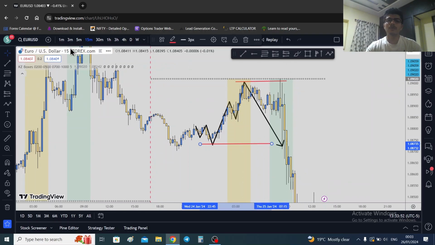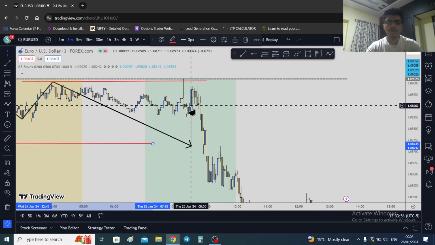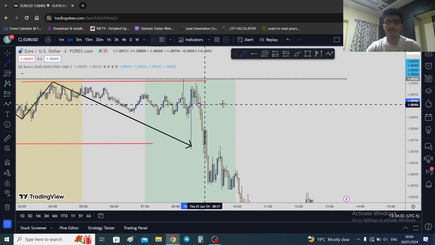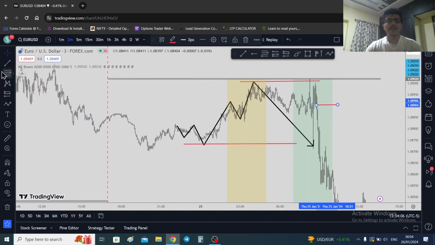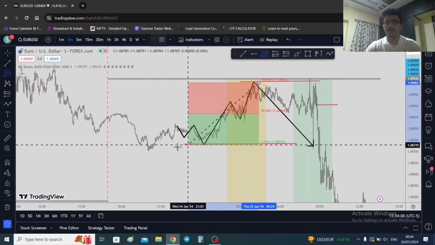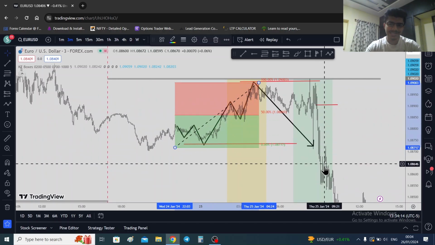But now we go to the 5 minutes or 3 minutes chart. The 8:30 candle closes at 8:45, so we start our executions from 8:45. Now if I draw the fibs in this area, what do we see? We are in the premium zone, so we are looking to execute sell trades.